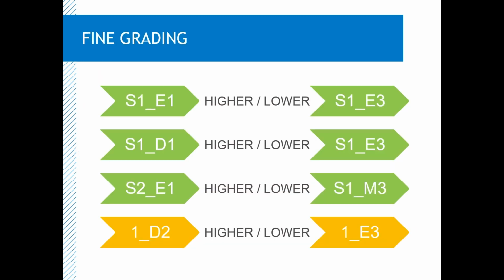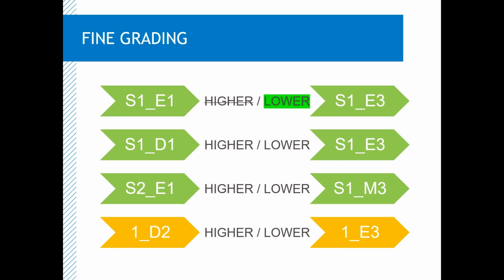So again, it's a little activity for yourself. On the left, we've got a grade of S1E1. Now, do you think that is higher or lower than S1E3? So S1E1, is it higher or lower than S1E3? It is actually lower. So that's stage 1, emerging 1, and on the right you can see it's emerging 3, so it's that 3 that's higher than the 1.